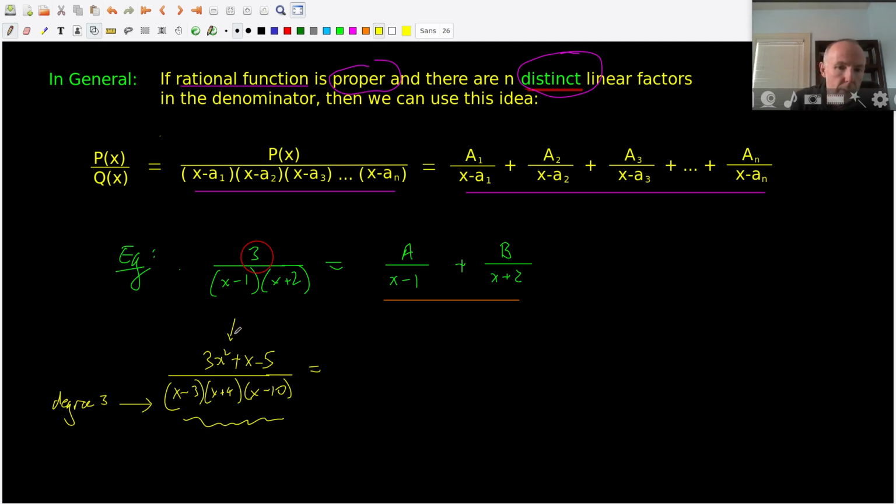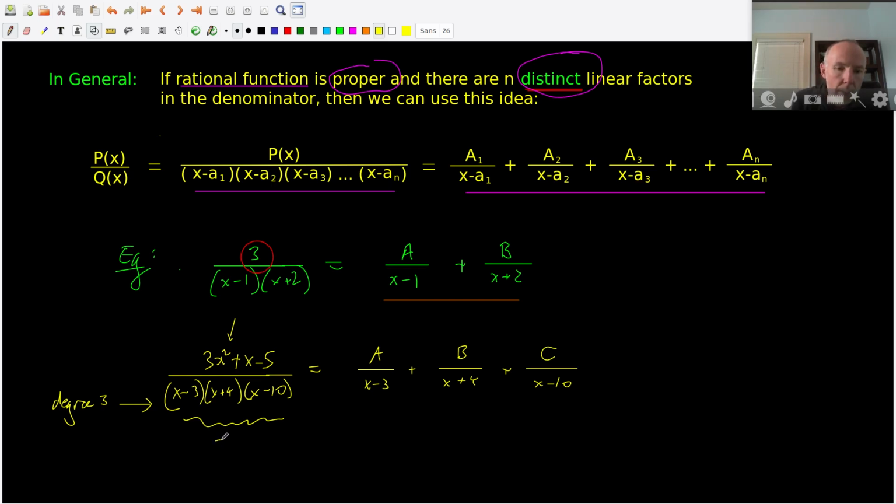As long as the top is lower degree, and in this case I've made it a square, then we can just use this rule. We take each of these linear factors, the x minus 3, the x plus 4, and the x minus 10, and put them in the denominator, and then put some constants on top. You can call them a1, a2 and a3, or you can just call them a, b, and c. So that's the partial fraction decomposition in this case.